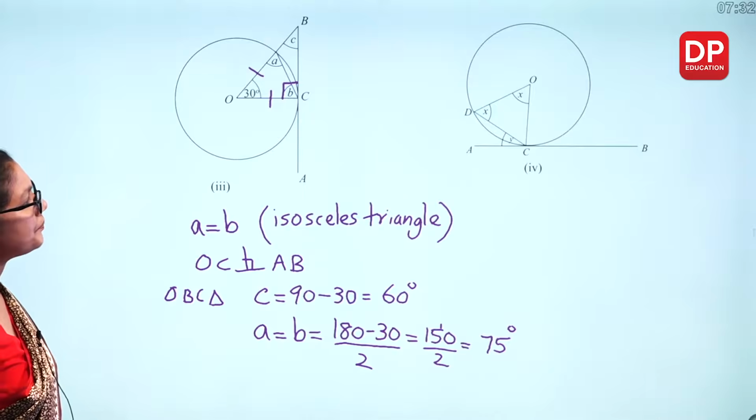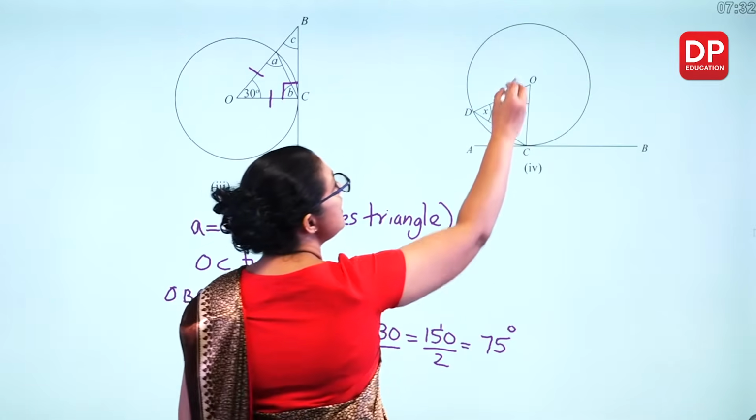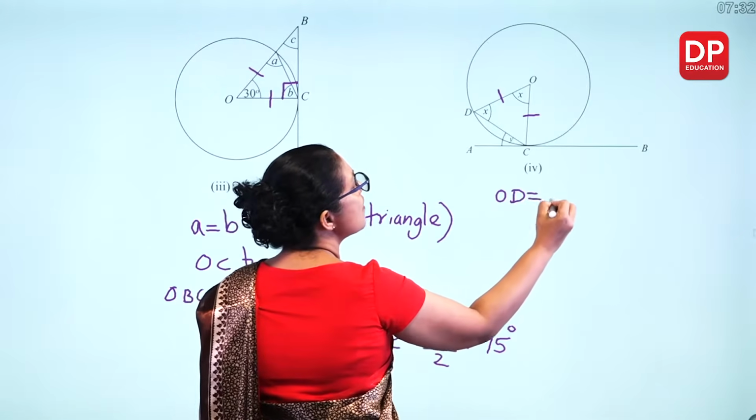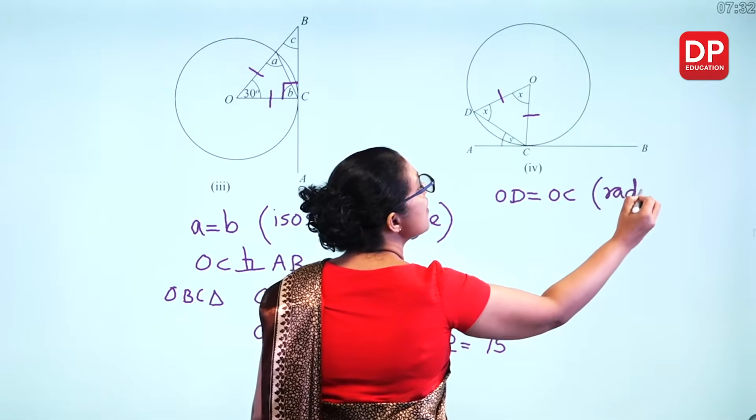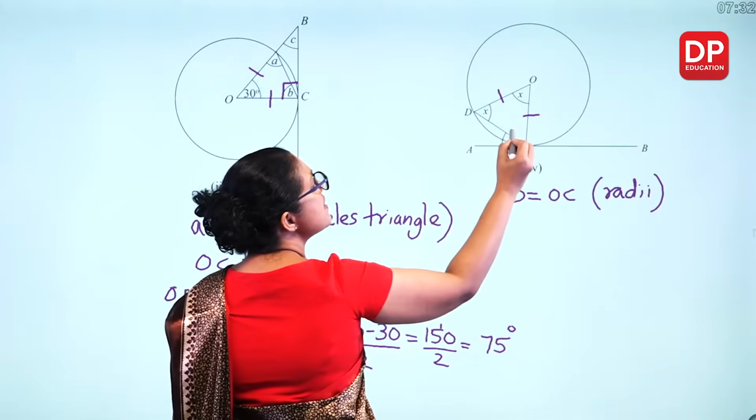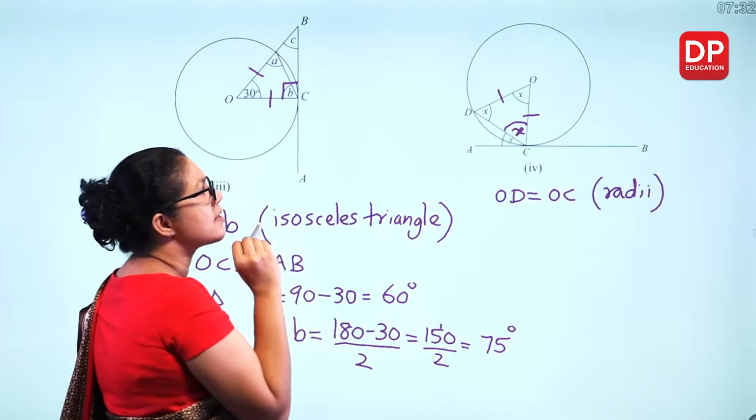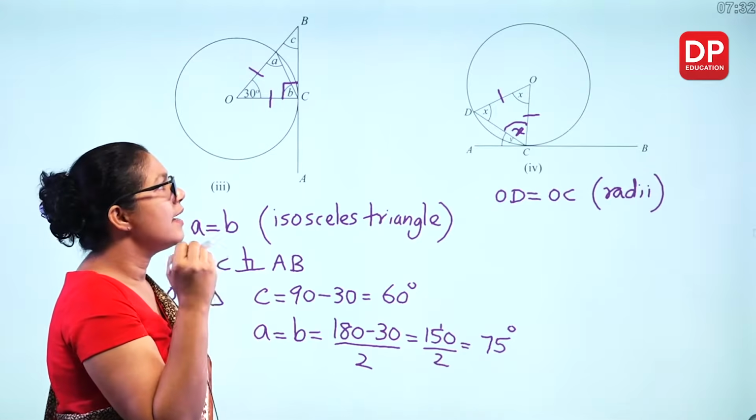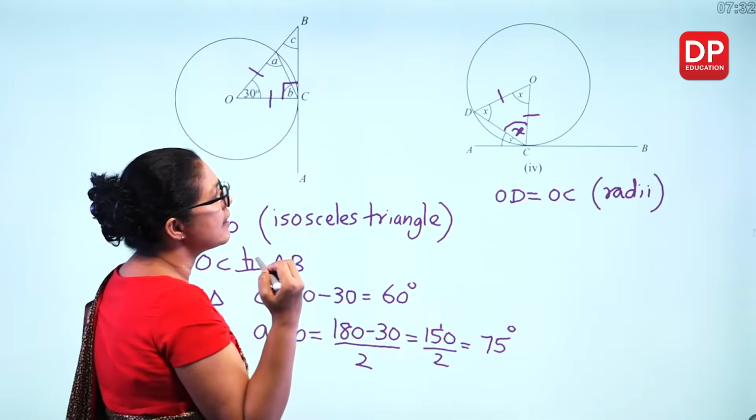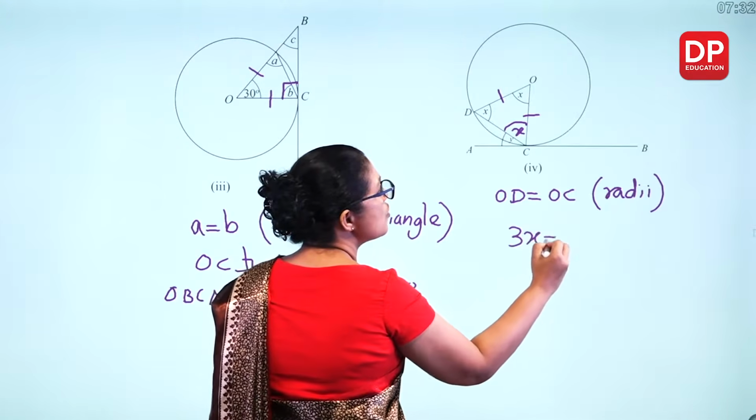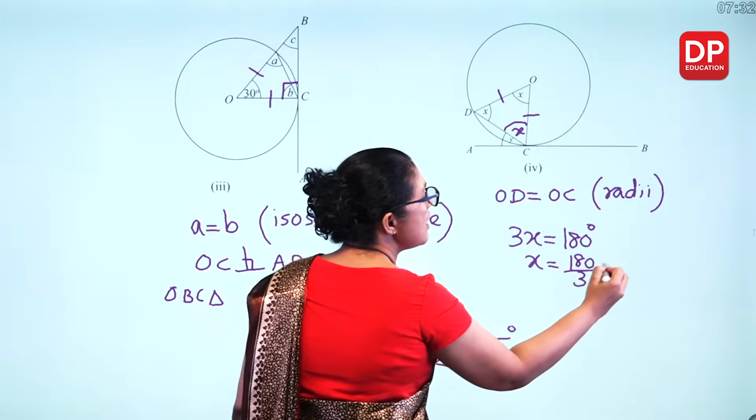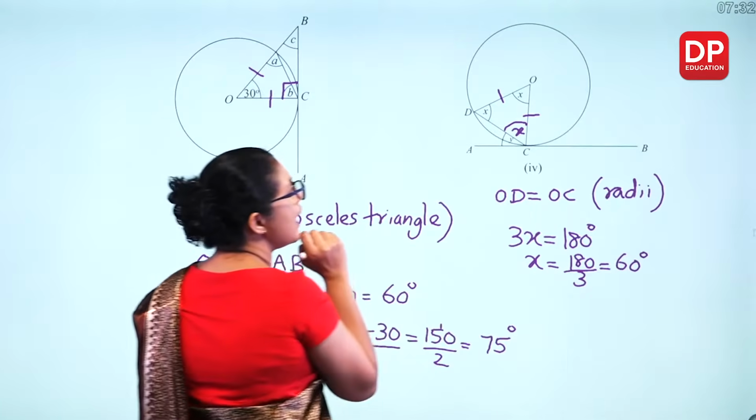Look at the next one. OD and OC both are equal, radii. OD is equal to OC because of radii. Then if these two are equal, if this is x, this is also x. Now look at the triangle. x, x, x, all angles are equal. That's an equilateral triangle. So 3x is equal to 180. x becomes 180 divided by 3. You get 60 degrees for x.